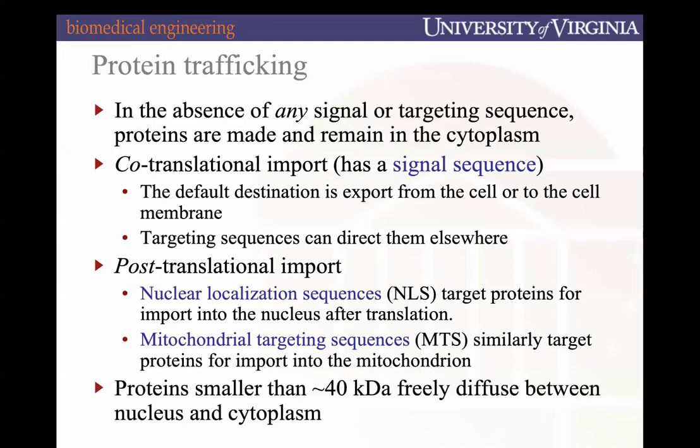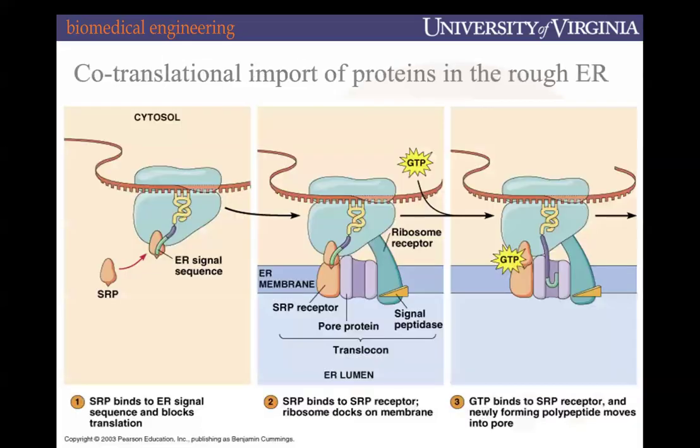In addition to that, proteins that are typically smaller than about 40 kilodaltons are going to freely diffuse in and out of the nucleus. And so that free diffusion is going to play a role in the nuclear localization that we'll revisit.